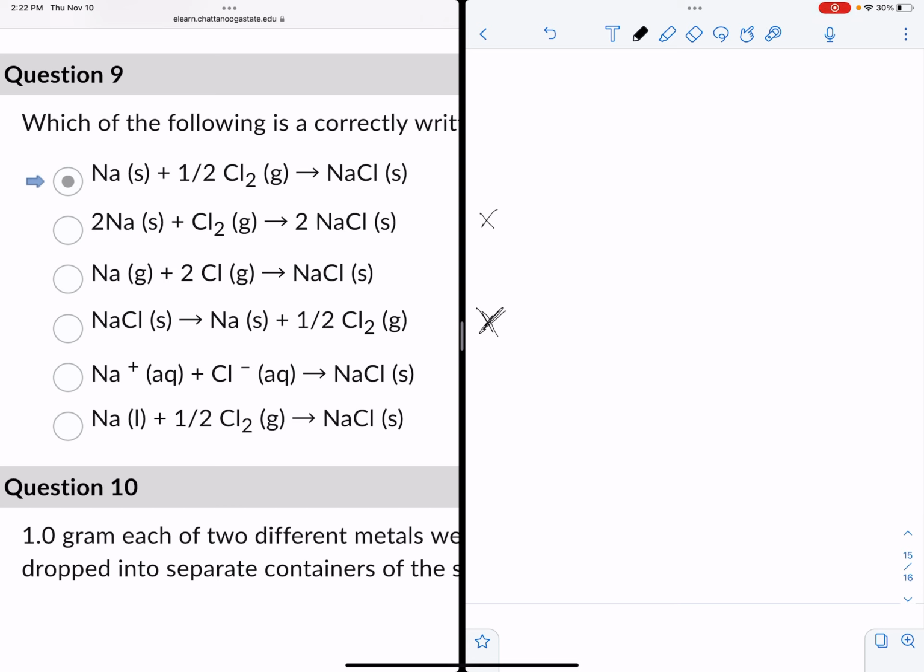Now what I need to do is look on the left-hand side, and I need to make sure that every one of those things on the left-hand side is, quote, in its standard state, like how you would find the element for real.